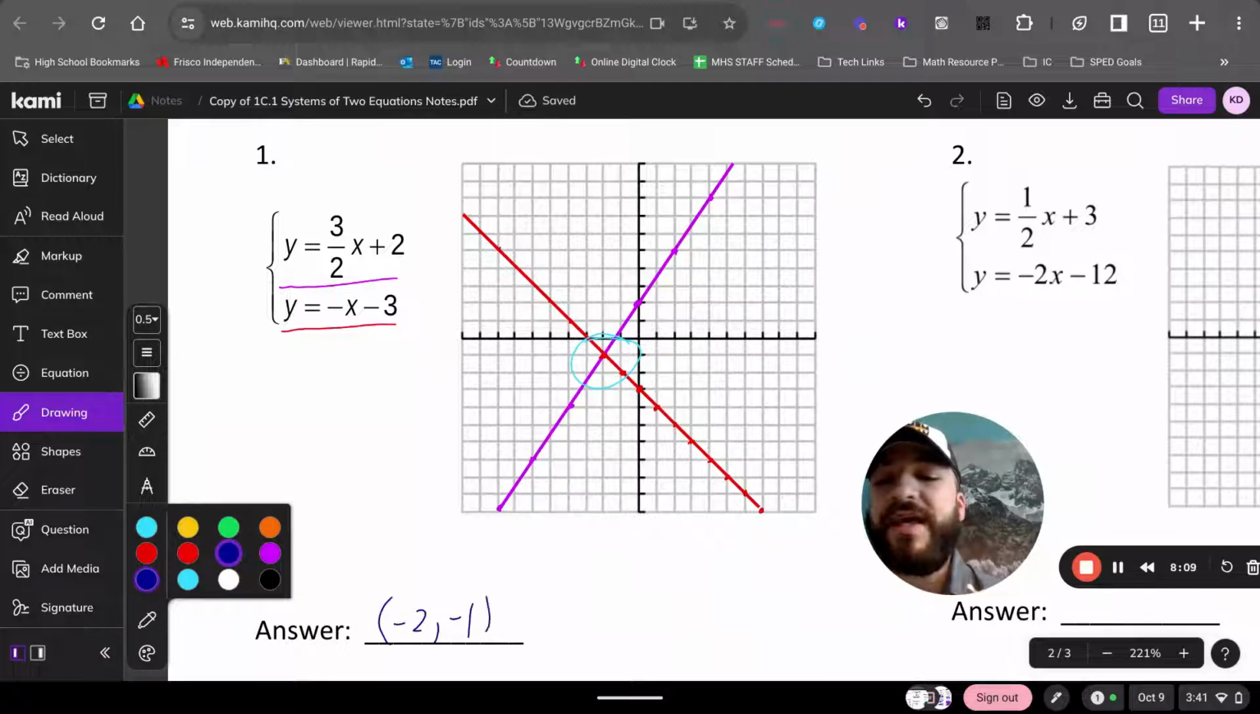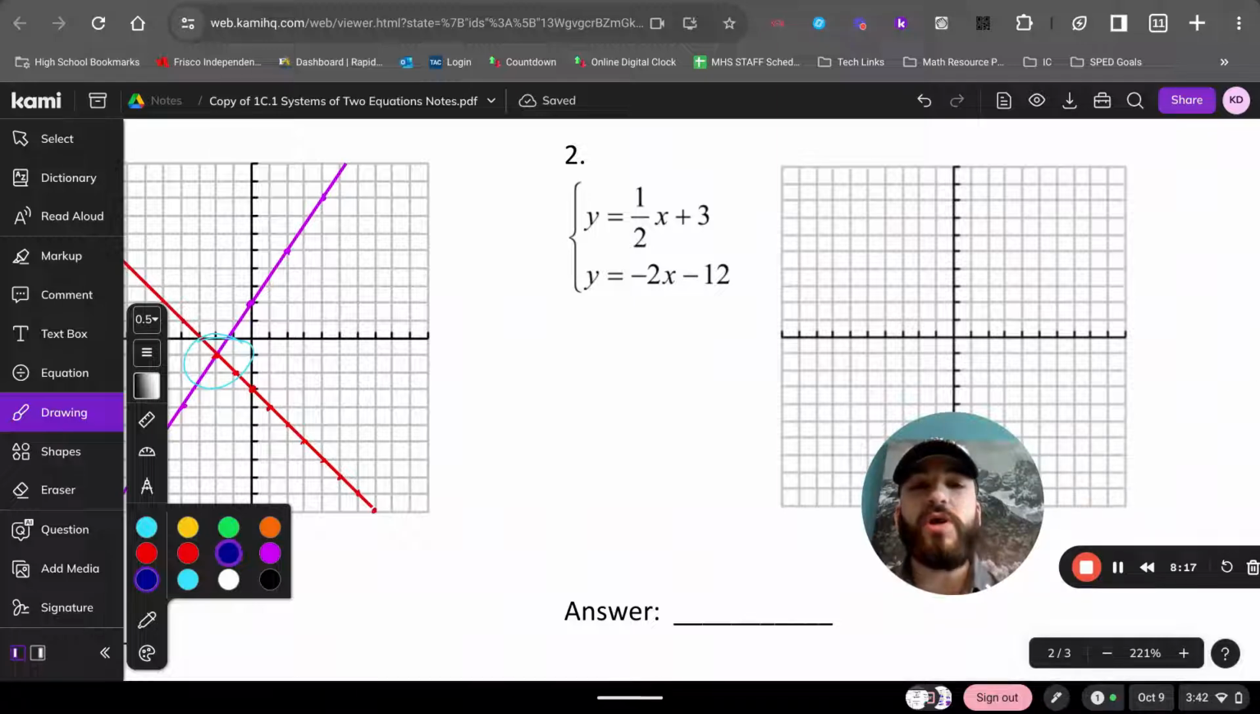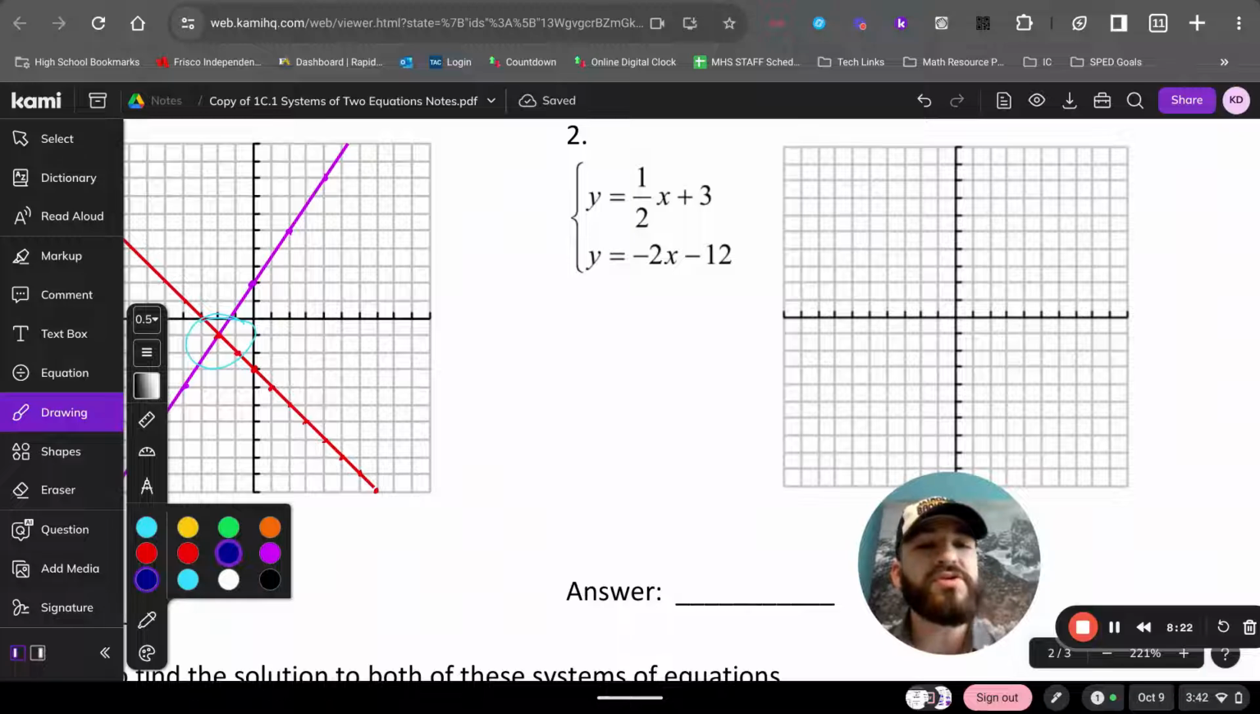So graphically is fairly straightforward. As long as both of those equations are in y equals form, it's going to be our most straightforward method. So I want you to go ahead and do number 2 on your own without my help. Both of those equations are in y equals. Okay, so go ahead and pause the video and try number 2.